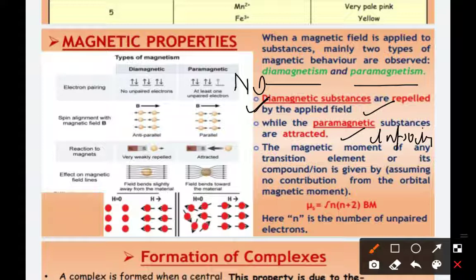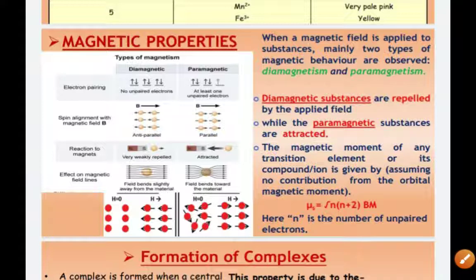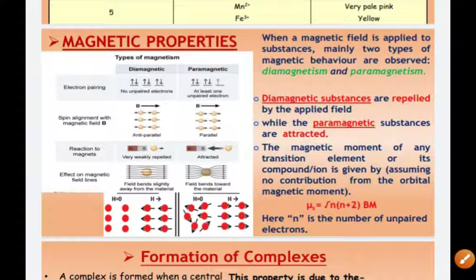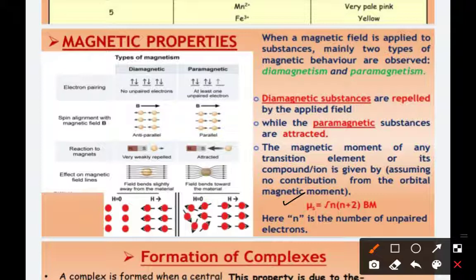Suppose the number of unpaired electrons will decide the magnitude of paramagnetic substances. What does this mean? This means that more the number of unpaired electrons, more will be the paramagnetic behavior, which we measure in the form of magnetic moment. The paramagnetic behavior is measured in the form of magnetic moment. It is written that the magnetic moment of any transition element or its compound ion is given by the formula mu s is equal to under root n plus 2, where n is the number of unpaired electrons. To understand it more clearly, you must know that paramagnetism arises due to the presence of unpaired electrons.